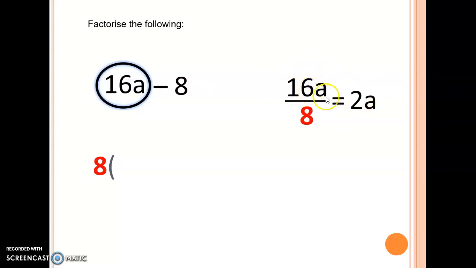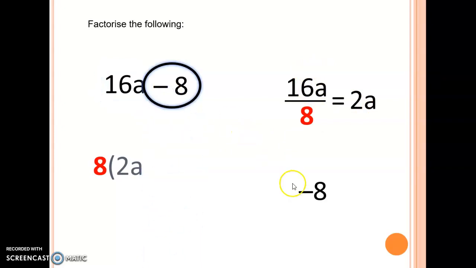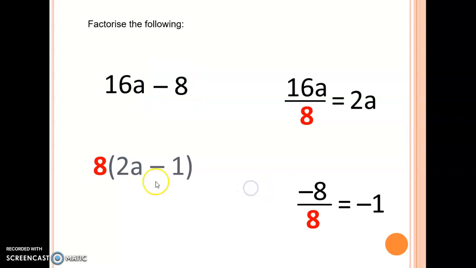So it's just basically like halving it. And you've also got minus 8 divided by 8. And be careful here, minus divided by plus, unlike signs give minus, 8 divided by 8 is 1. So you get minus 1. And don't forget your double check. 8 by 2 is 16, 8 by 2a is 16a. 8 by minus 1, plus by minus is minus, 8 by 1 is 8. And that is that finished.